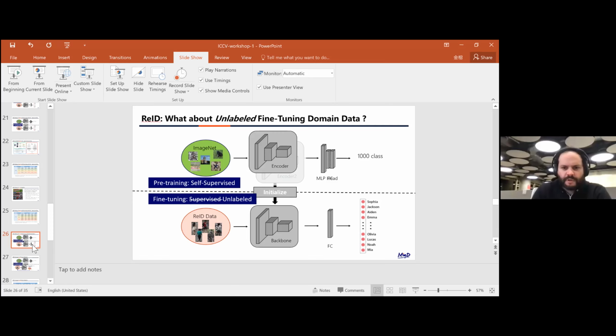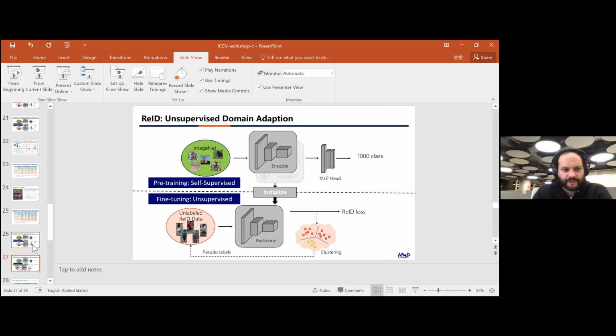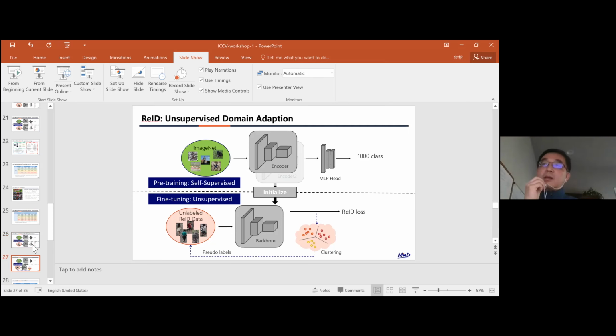Got it. So if I understand correctly, the way you're proposing to do the fine-tuning is basically clustering the data and then treating those clusters as classes. Is that right? Yes. So that's the basic idea.